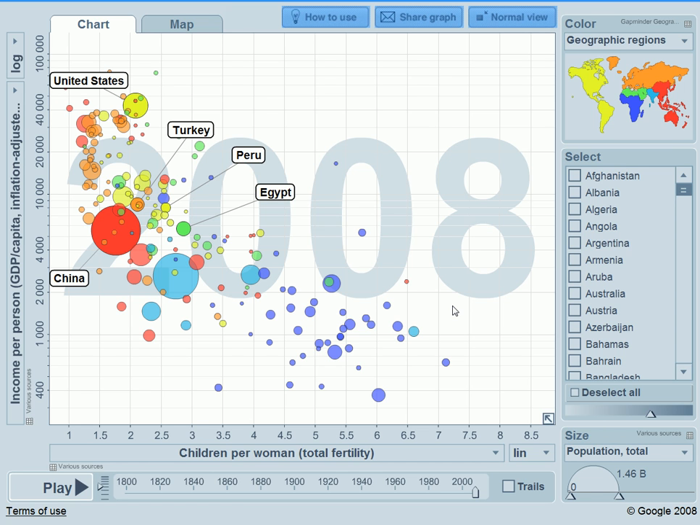The size of the bubble means the population. So, China is the biggest bubble. Different colors mean different regions. For example, the red one is East Asia Pacific, and the yellow one is the American countries. And this is 2008. It means it's the 2008 data.